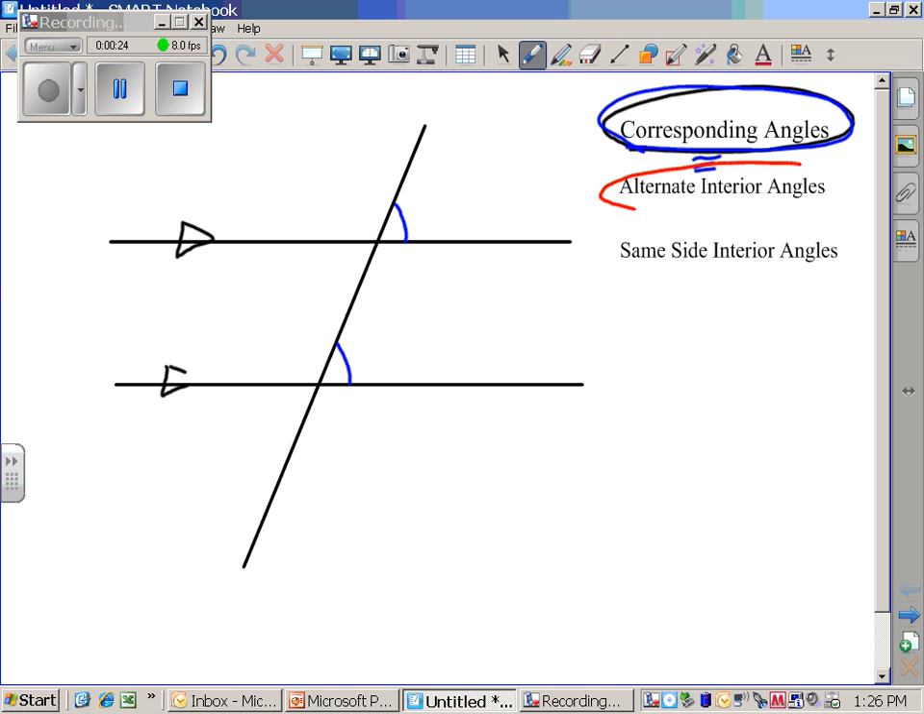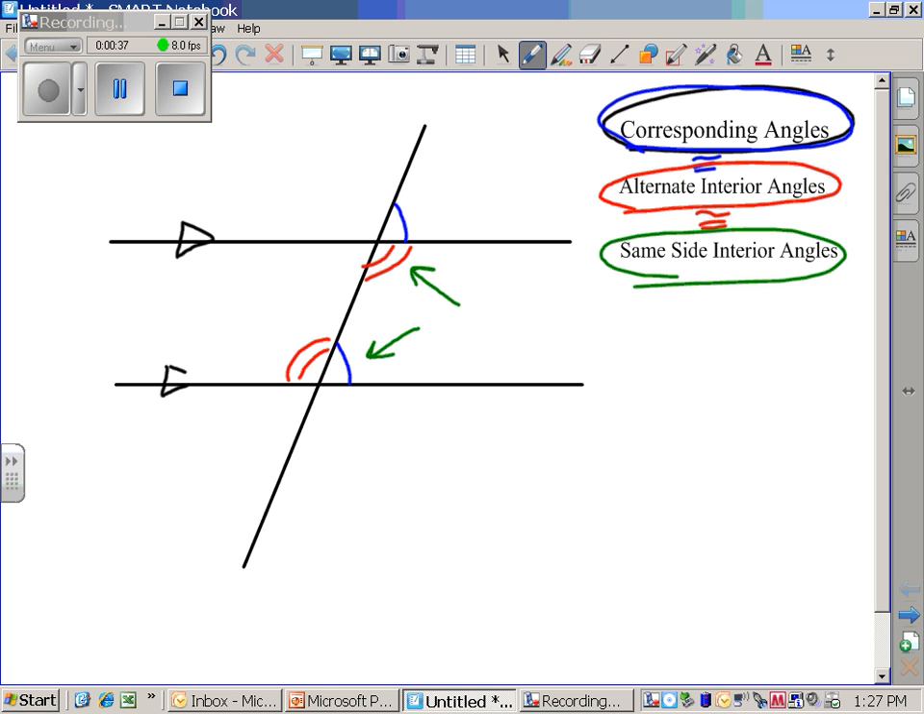We had alternate interior angles, which were on opposite sides of the transversal and interior, and they are also congruent. And we have same side interior angles that are on the same side of the transversal and interior, like this angle here and this angle here. These two green angles are not congruent, they're actually supplementary.